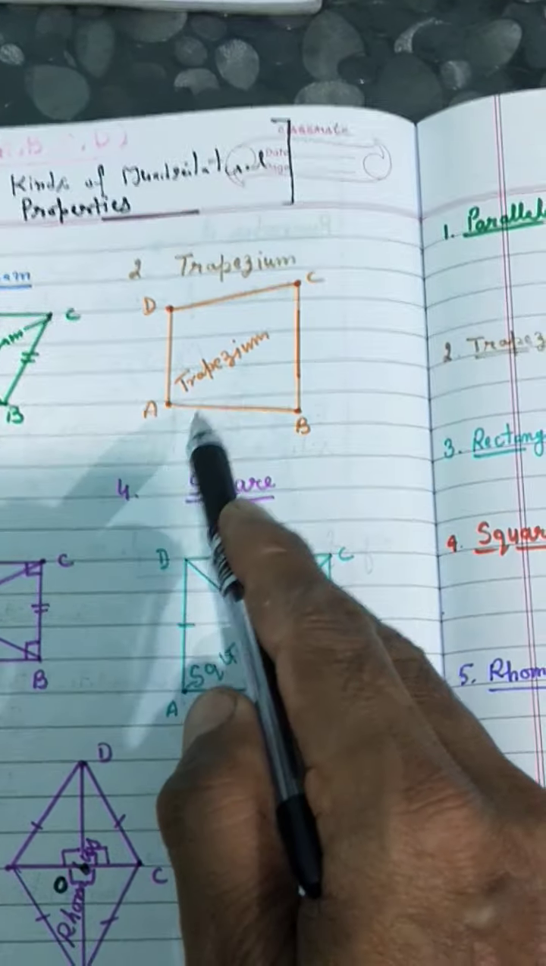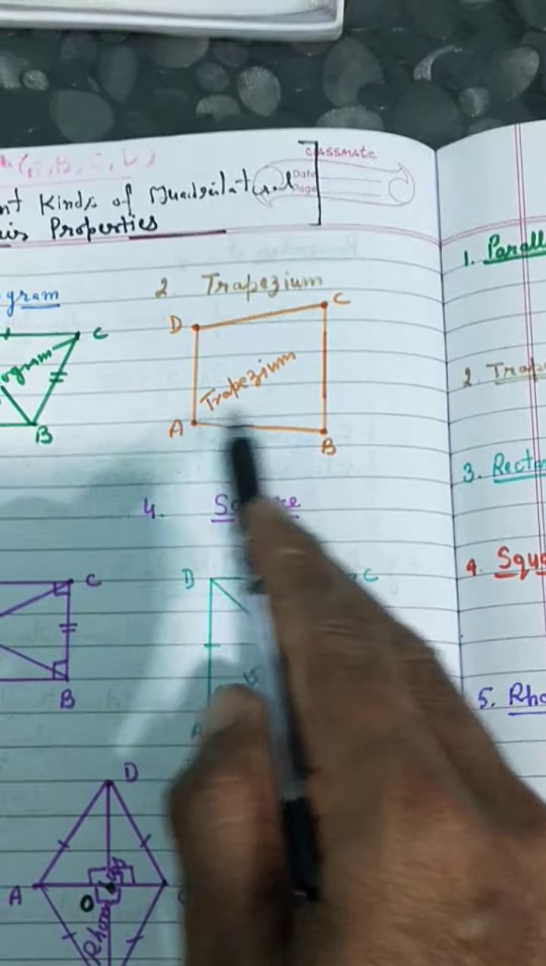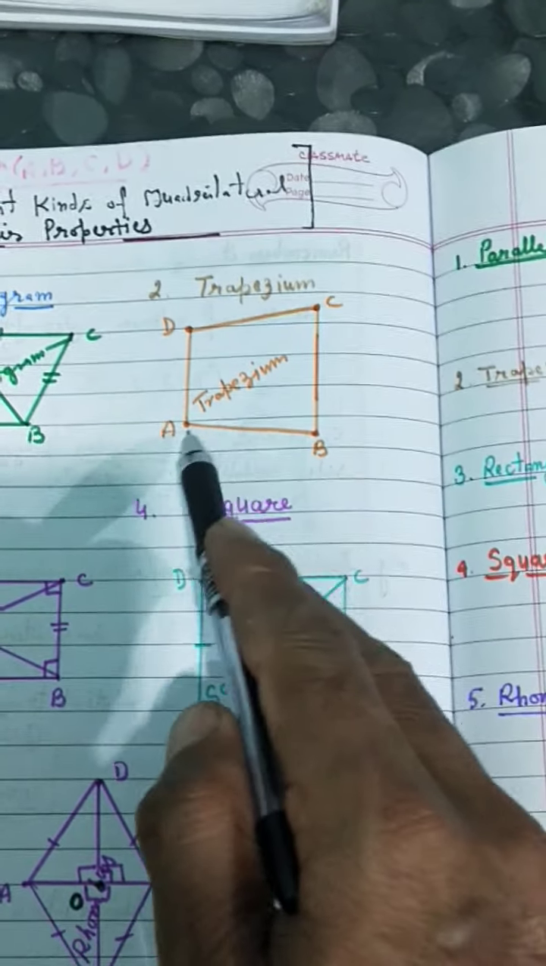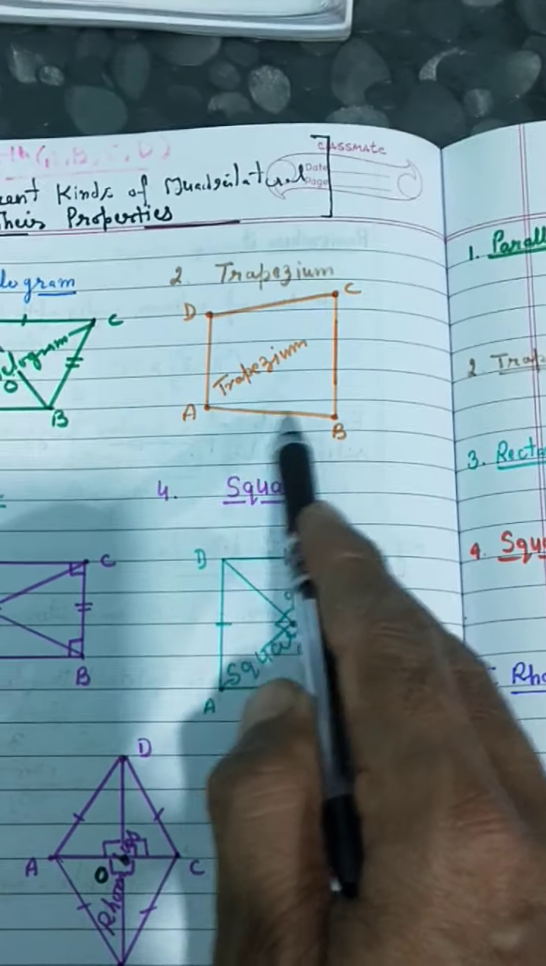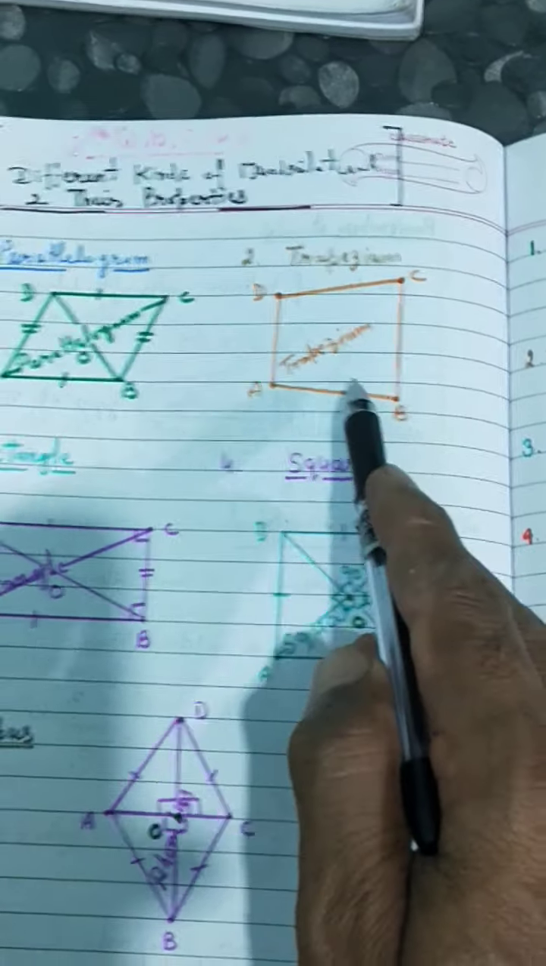Next, trapezium. In trapezium, AD parallel to BC. One pair of opposite sides is parallel and the other two sides are non-parallel. This is called your trapezium. Again, this trapezium has two diagonals AC and BD.